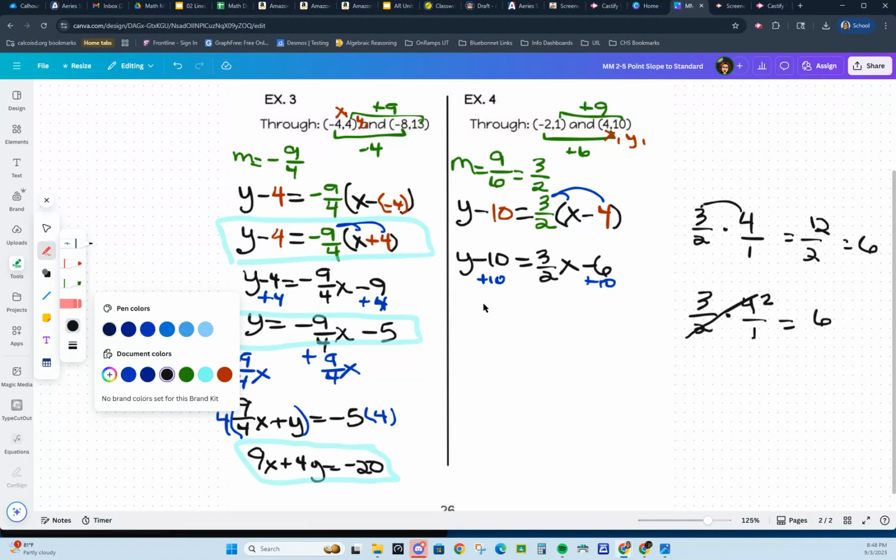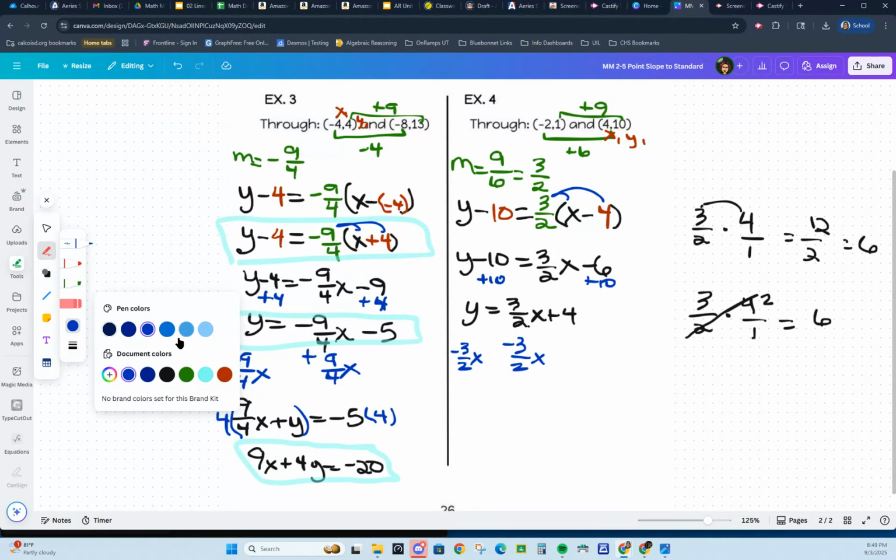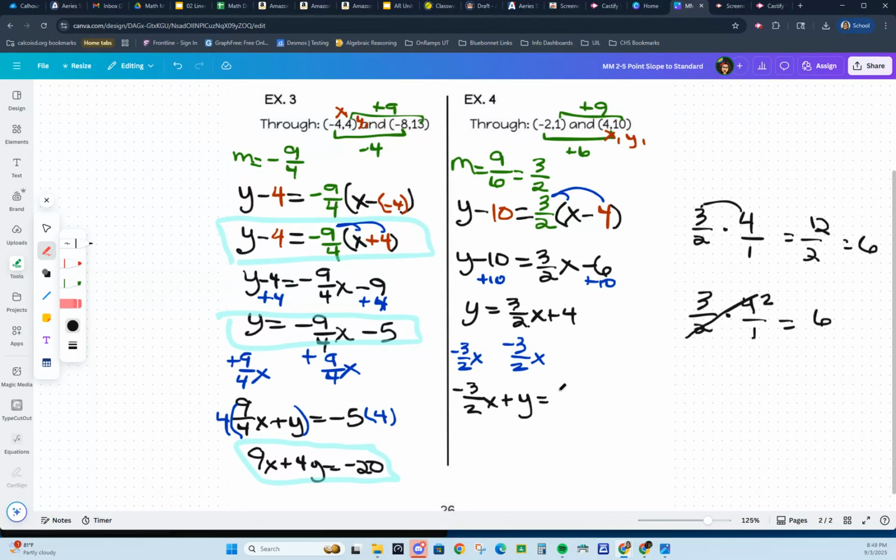And get y equals 3/2 x plus 4. Okay? We're going to move that 3/2 x to the other side, and then we're going to have to multiply by a -2. And you'll see why here in just a moment. But first, let us subtract 3/2 x and subtract 3/2 x. By the way, this here is our slope-intercept form. Okay, so now we have -3/2 x plus y equals 4.